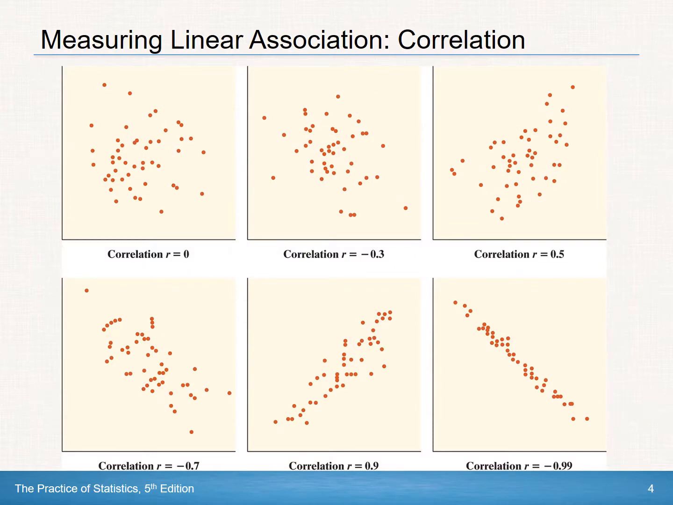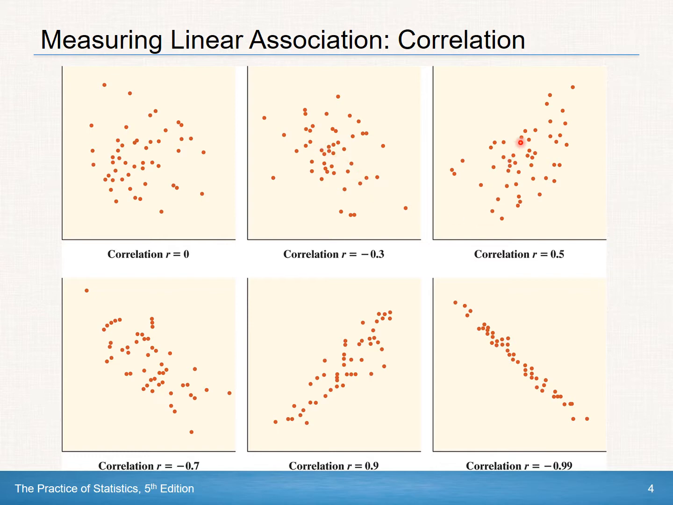So if you look at these examples of linear association, they correspond to different values of correlation. This first graph shows a correlation of 0. They're really just a big blob. There's no linear pattern to it. This one shows a correlation of -0.3. It's definitely going down, but the data points are not in a very good straight line.